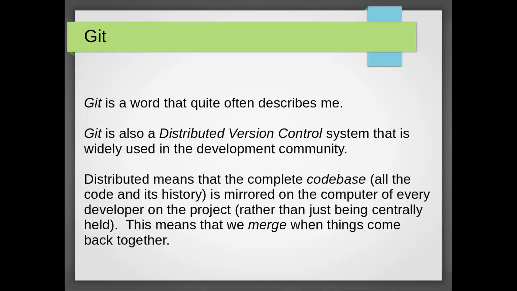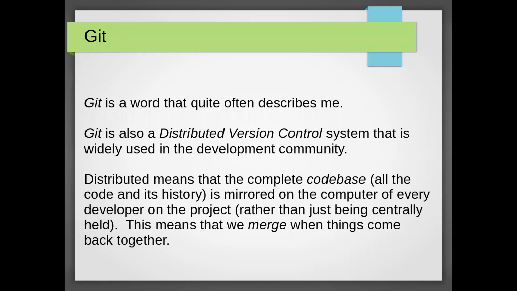Now, what we mean by distributed is that the complete code base, all of the Python programming code that you put in, and its history, all of the changes that have been made and by whom and when, all of that is mirrored on every computer for every developer on the project, rather than just being centrally held. And that's what a distributed version control system gives you. So that means everybody who is a developer on the project and is contributing has all of it. They have all of the code base, all the changes, and it's all stored on their computer.